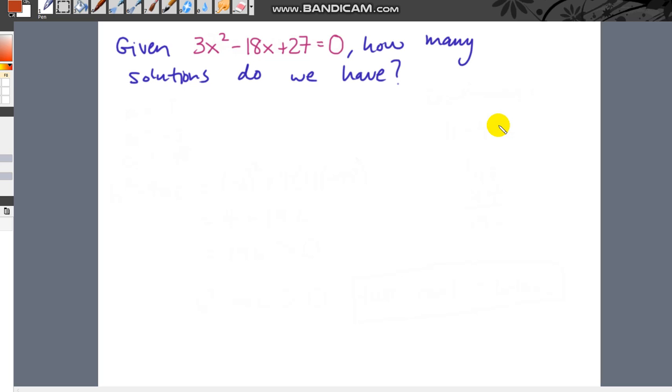All right, so I'm going to show you 2 more problems. Okay, so let's say we're given this. Given 3x squared minus 18x plus 27 equals 0, how many solutions do we have? Okay, so again, we're going to use that idea of the discriminant. The discriminant again is basically the value under the square root, and that's b squared minus 4ac. So that's all we have to do. We need to just calculate that value and see if it's greater than 0, equal to 0, or less than 0.